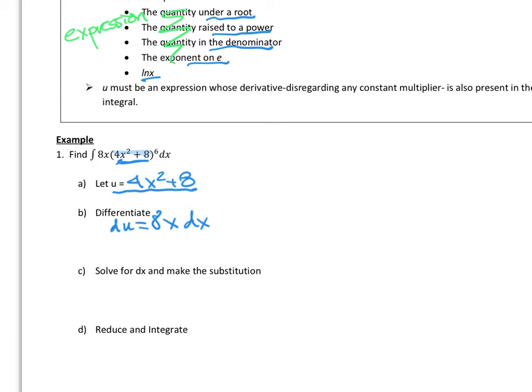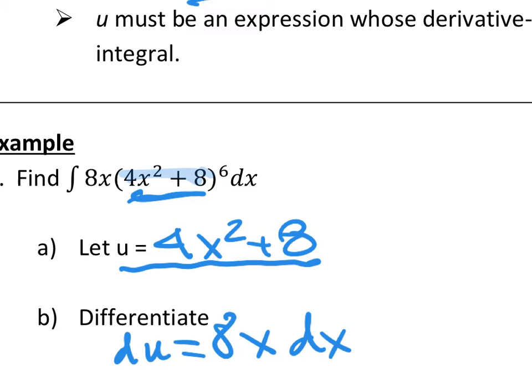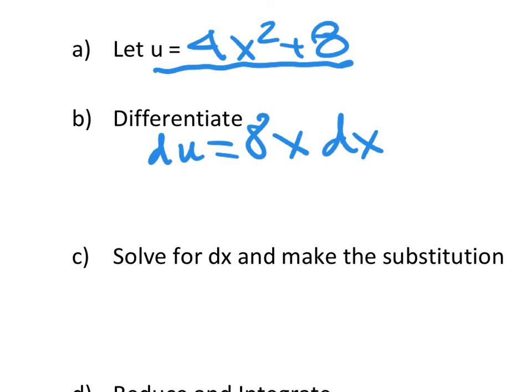Now, in order to do our substitution, if you take a look, we have this expression right here, and we have this dx that needs to be substituted as well. So we need to isolate that dx, and when we do that, if you take a look at this algebra, we'd be dividing both sides by 8x. So what we have is dx is equal to du over 8x.